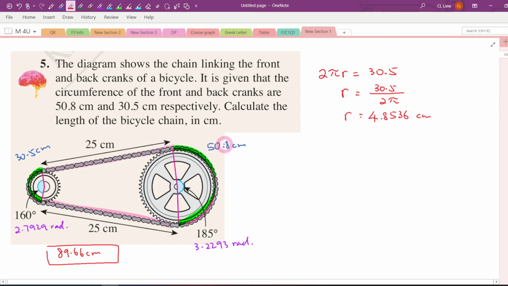Same thing here, the circumference 50.8. What is the formula for circumference? As I told you just now, 2 pi r, right? So 2 pi r is equal to 50.8. So r, the radius, is equal to 50.8 divided by 2 pi. This one, I think it should be no problem, right? To calculate, you just press your calculator, 50.8 divided by 2 times 3.142. Okay, 8.0840 centimeter. So now we can use S equal to R theta to help us to get the arc length.